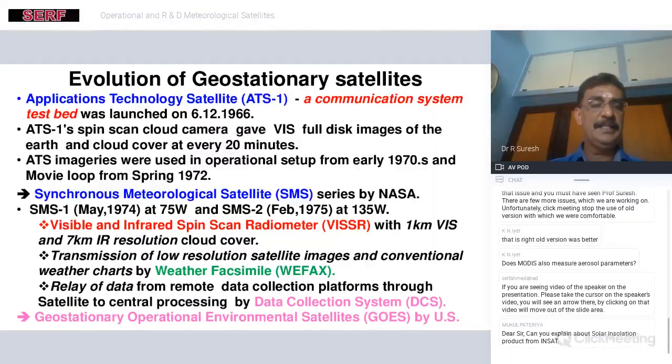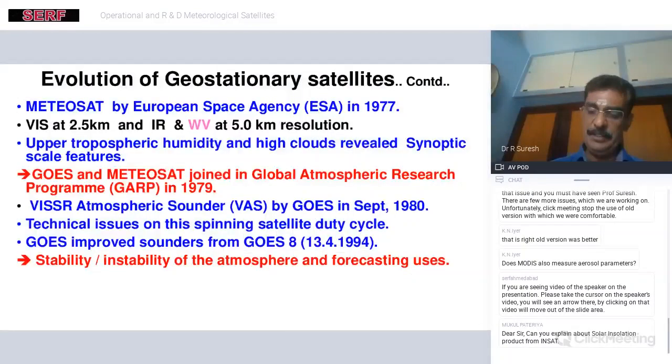Then the US started its series called the Geostationary Operational Environmental Satellite series, which we used to call GOES. The European Space Agency started a series called Meteosat. The resolution, earlier 4 kilometer, has now been brought to 2.5 kilometer, and IR and water vapor at 5 kilometer resolution, giving upper tropospheric humidity and clouds. Very nice detection from this series.